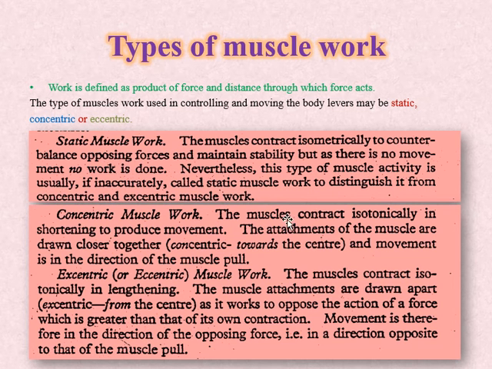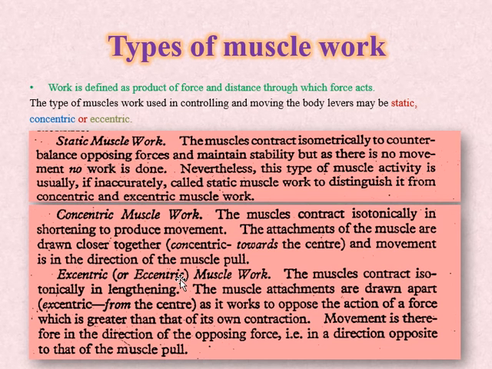Concentric muscle work. The muscles contract isotonically in shortening. Concentric means shortening, the muscle contracting and shortening. So we can say muscles contract isotonically in shortening to produce movement. The attachments of the muscles are drawn close together. Basically, concentric means towards the center, and movement is in the direction of the muscle pull.